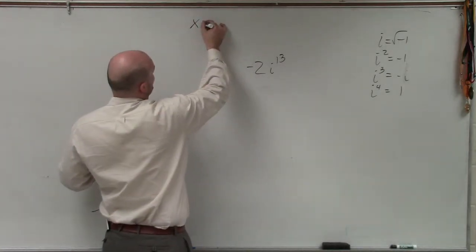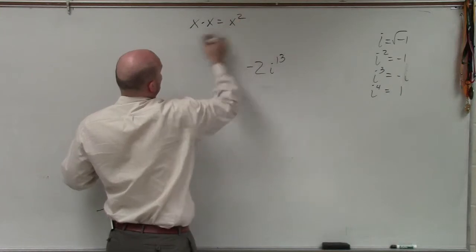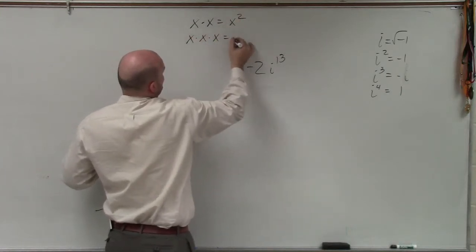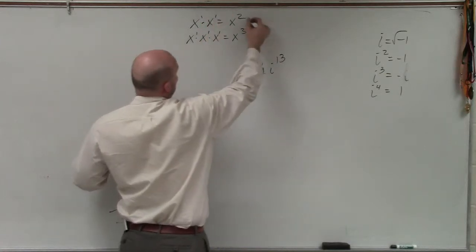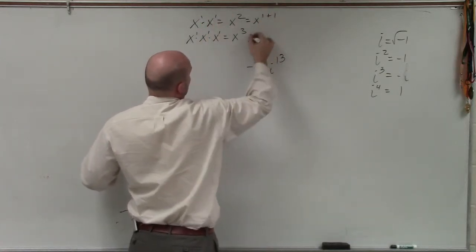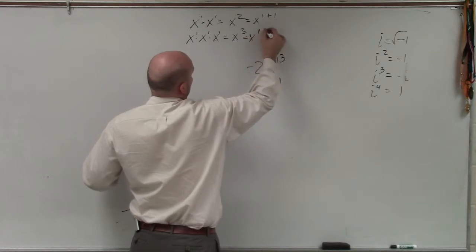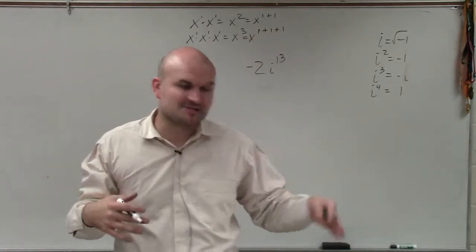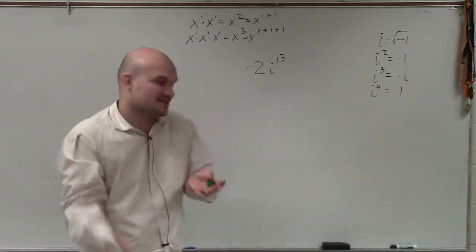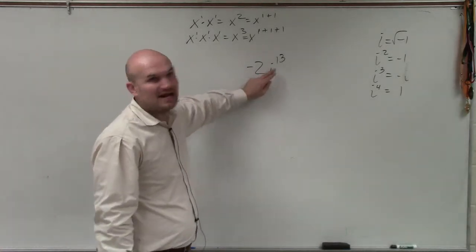You guys know that x times x equals x squared, and x times x times x equals x cubed. What we're doing here is adding the powers: x to the 1 plus 1 plus 1. So when you are multiplying exponents, you add the powers as long as the base is the same. Well, here I have my base as i to the 13th.